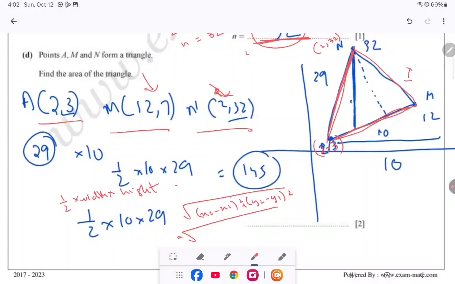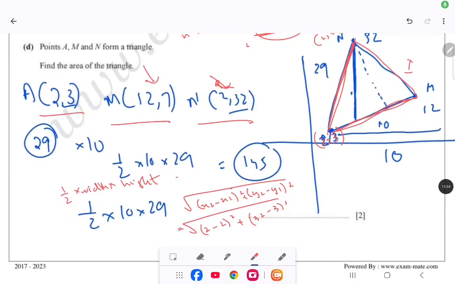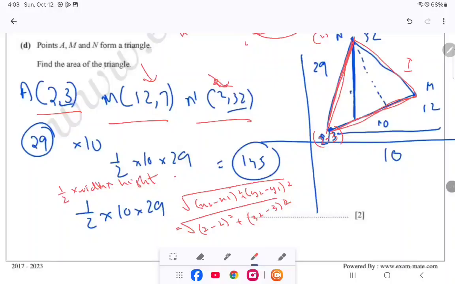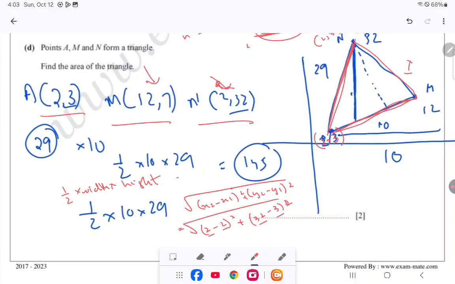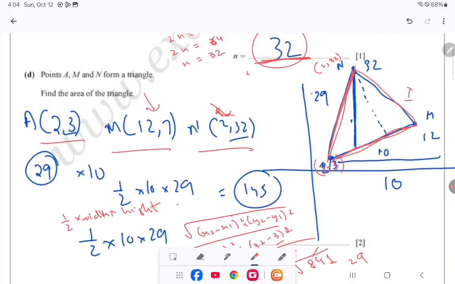For x, put the values. This is our point N, A, N and A. 0 square plus 29 square. 29 square will be 841, and again if we take the square root it will become 29. So the first point we calculated is 29.